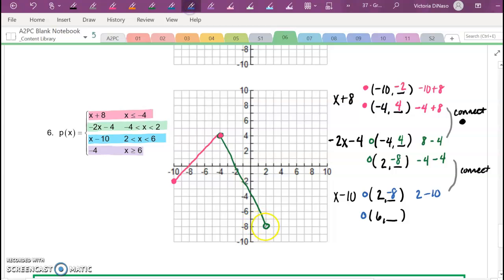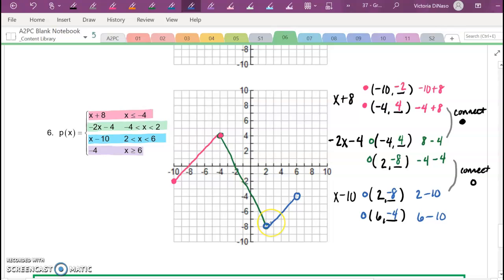Now, if I were to overlap this, it would also just be an open circle. So with just a connection made, we're going to leave it open because we never had a closed circle to fill it in. So we did have a connection there. And then x minus 10 is ending at 6 comma something. So we're going to do 6 minus 10, which is negative 4. So we're going to go to 6, negative 4, and put an open circle.